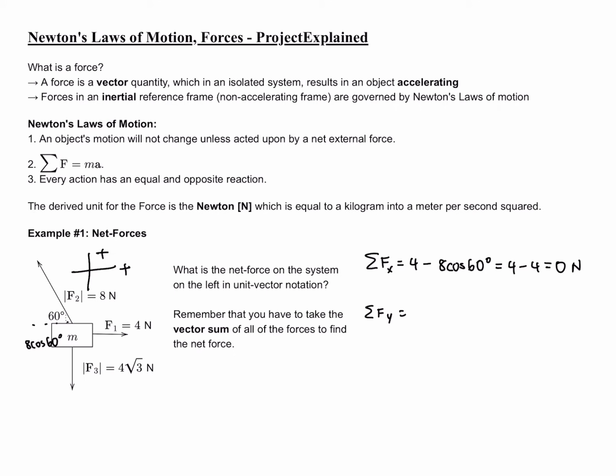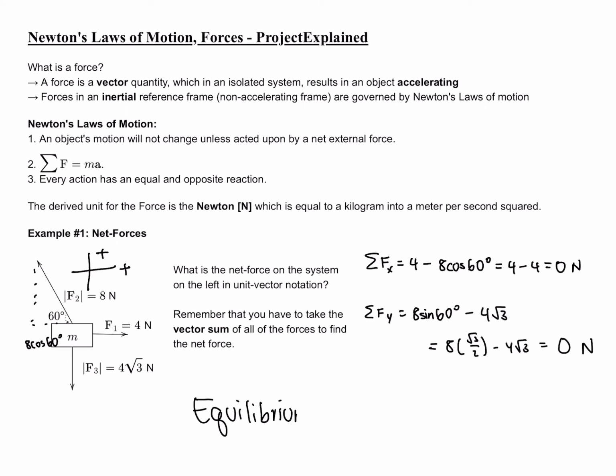So the vertical component of F2 is just 8 sine 60 degrees minus F3, which is 4 square root 3, which is 8 times the square root of 3 over 2 minus 4 square root of 3, we also get 0. So this object is in equilibrium. Or actually, to be more precise, I should really say translational equilibrium. Right, so that means that there's no linear acceleration to it.